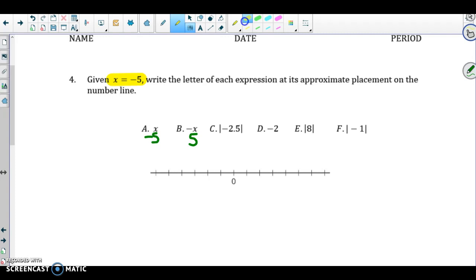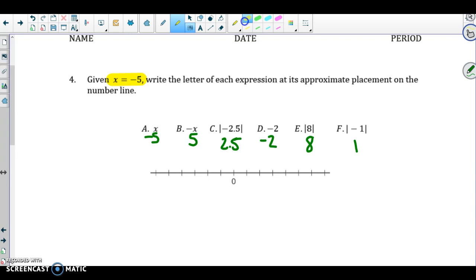Absolute value of negative 2.5, well, negative 2.5 would be here, but it's the absolute value. So we want to know how far away from 0 is it? Well, it's just 2.5 away. D is just negative 2. There's nothing to do there, so I'll just write it in so we know. E is an absolute value of 8. Well, how far away is 8 from 0 on the number line? Well, it's 8. And then F is the absolute value of negative 1. Well, negative 1 is 1 unit away. So that's what that one would be.